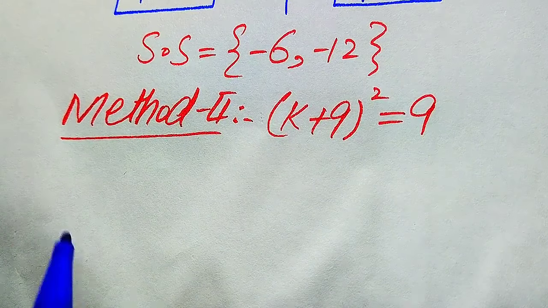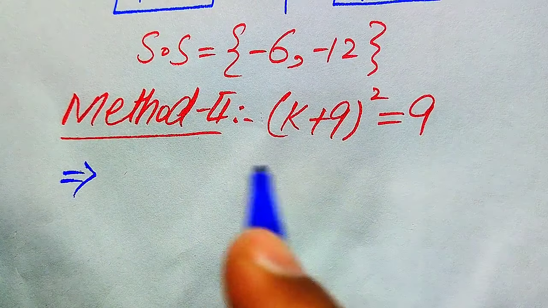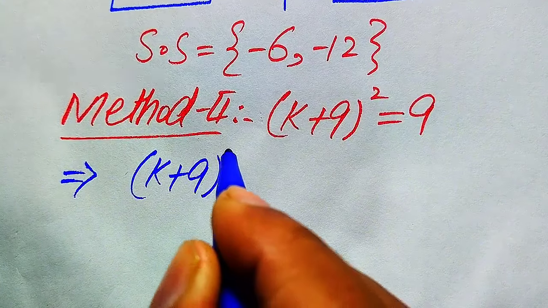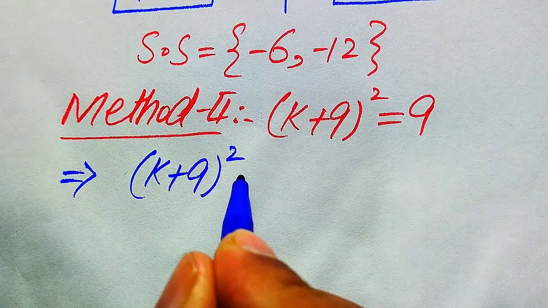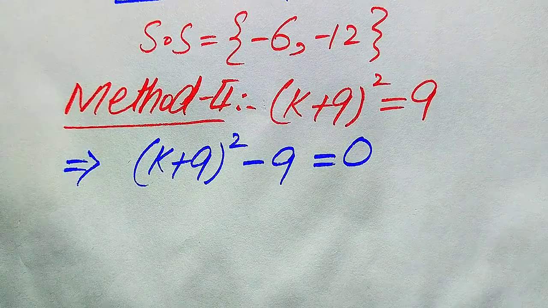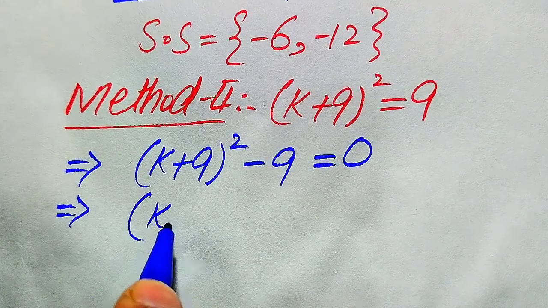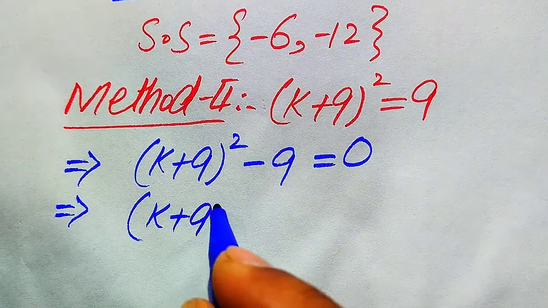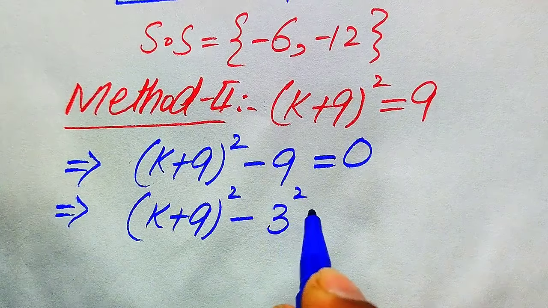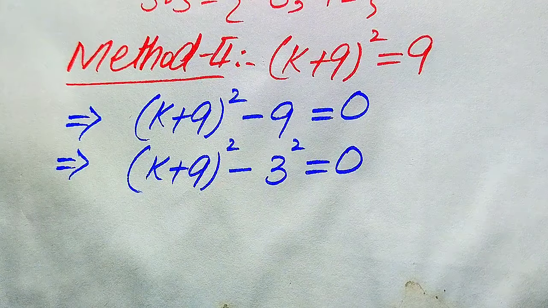So here we first move 9 from the right-hand side to the left-hand side, and it will be written as (k plus 9) whole squared minus 9, and this whole equation is equal to 0. And here we rewrite this equation as (k plus 9) whole squared minus, we write this 9 as 3 squared, and this whole equation is equal to 0.